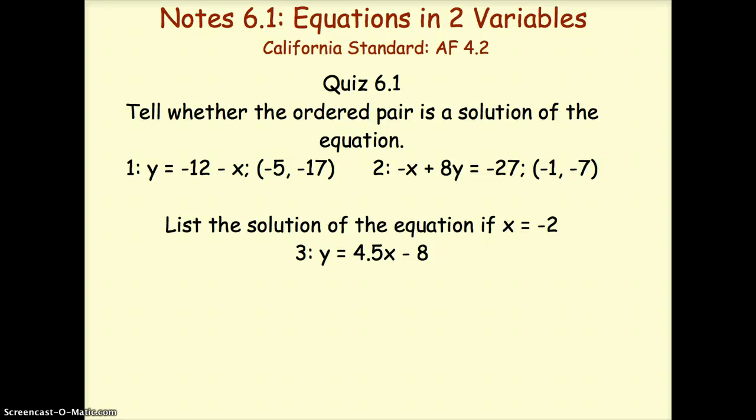Okay, please go ahead and go on to our quiz. The first 2 questions, it says, tell whether the ordered pair is a solution of the equation. So your answers are simply yes or no. On number 3, it says list the solution of the equation if x equals -2. So I want you to plug in -2 for x and solve for y. Your solution is, of course, always an ordered pair, just like up here.